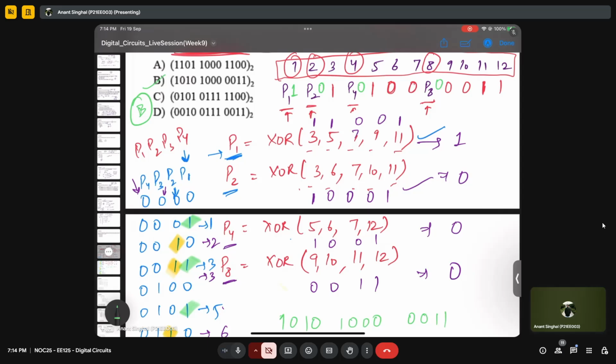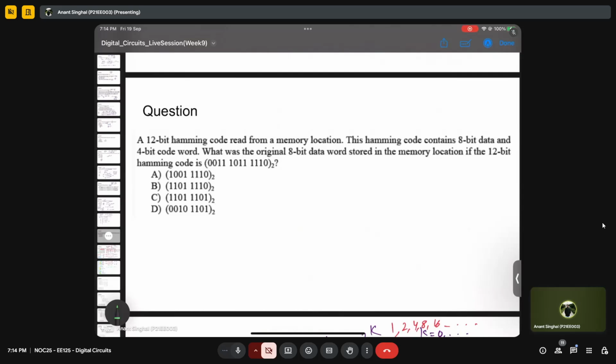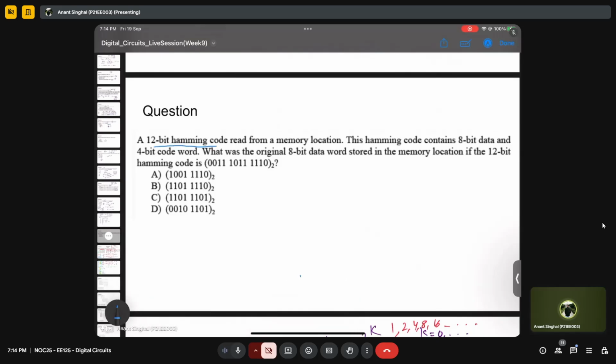So one more advanced version of this problem is this. It seems to be very simple, but let's do it. It says a 12-bit Hamming code is read from a memory location. This Hamming code contains 8-bit data and 4-bit code word. What is the original 8-bit data stored in the memory if the 12-bit Hamming code is this? It's 0 0 1 1 1 0 1 1 1 1 1 0.